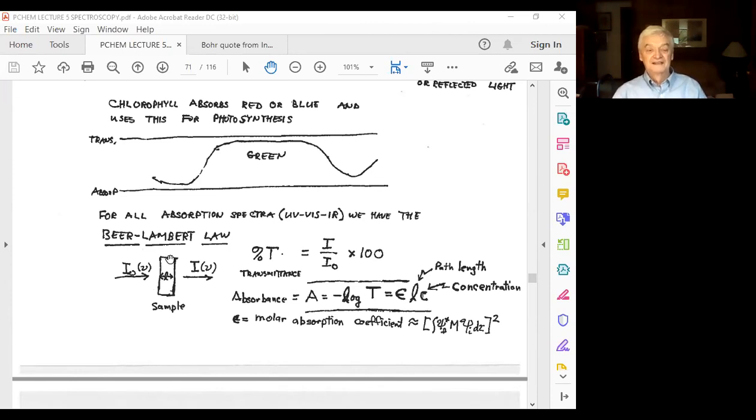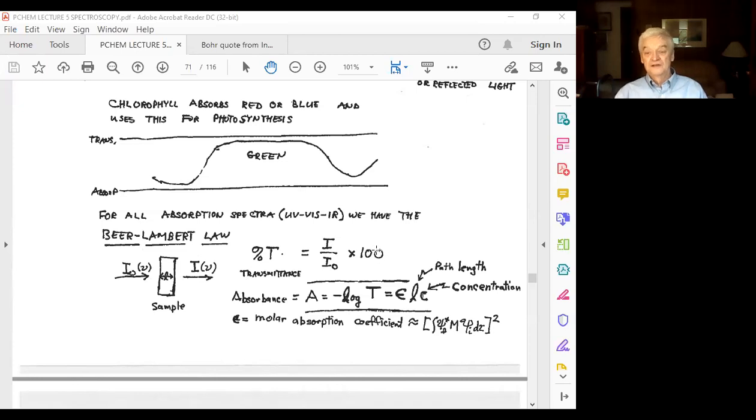Basically, the idea is if you have a sample and you shine light in of initial intensity I0 at some frequency nu, you have a sample of path length L, and then some light comes out of intensity I at nu. Now, assuming some of the light gets absorbed, then the percent transmittance will be the intensity coming out divided by the intensity going in times 100. So that's called percent transmittance.